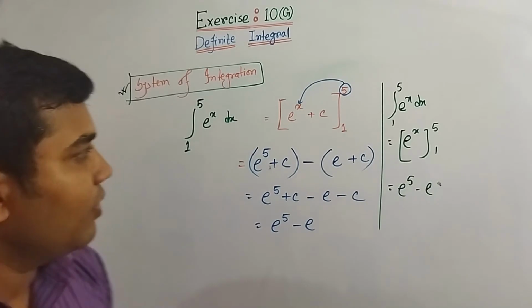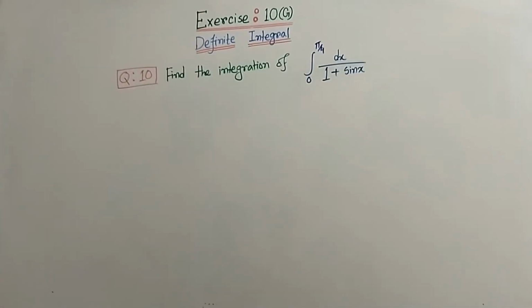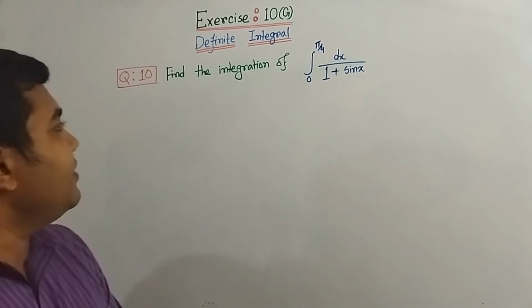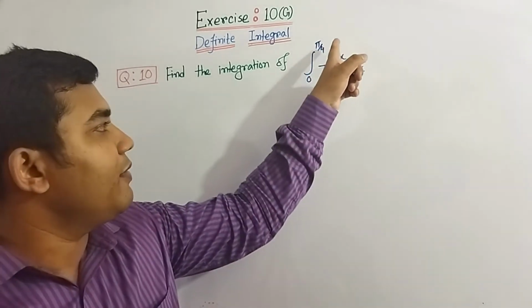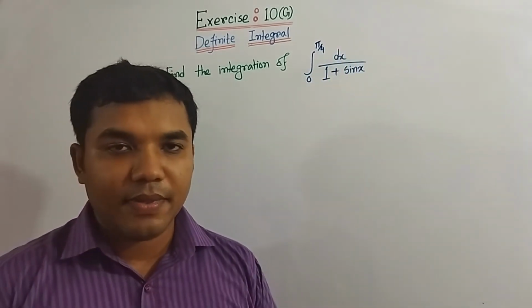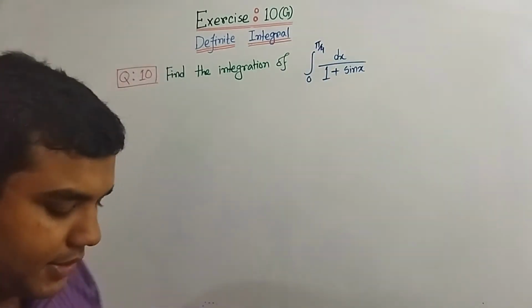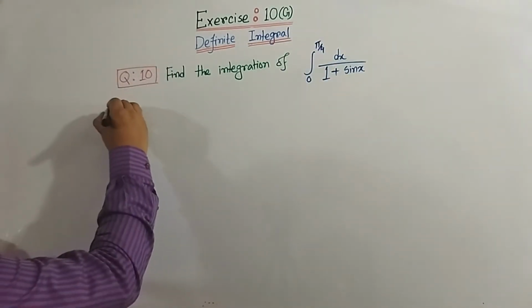My dear students, now it is time for solving some mathematical problems. So dear students, our first mathematical problem is question number 10. Here it is given, find the integration from 0 to pi by 4 of dx divided by 1 plus sin x. Actually we have to integrate this. How can we go about it? Okay, our solution part.